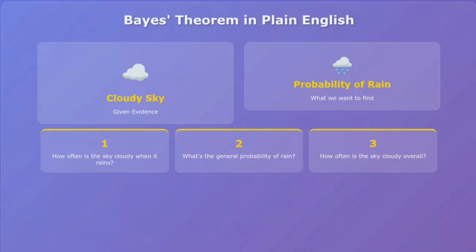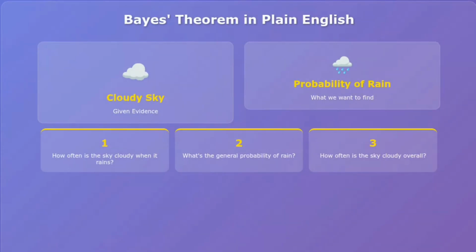Let's make this concrete with an example. Imagine you want to know the probability of rain given that the sky is cloudy. Bayes' theorem helps us calculate this by considering how often is the sky cloudy when it rains, what's the general probability of rain, and how often is the sky cloudy overall. This is exactly how naive Bayes thinks about classification problems.